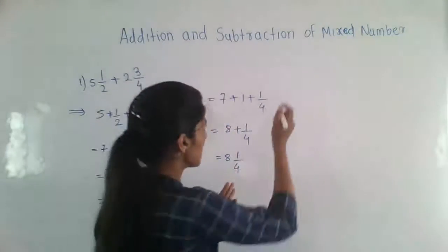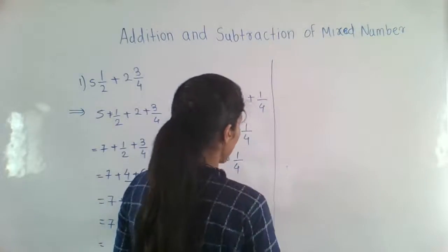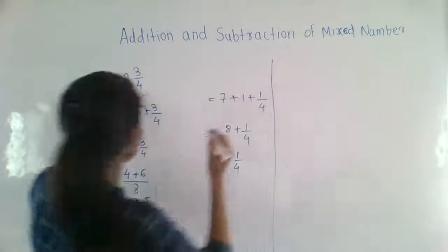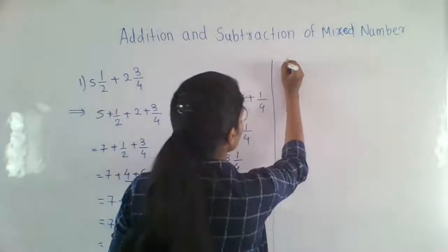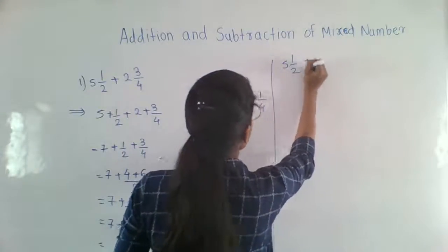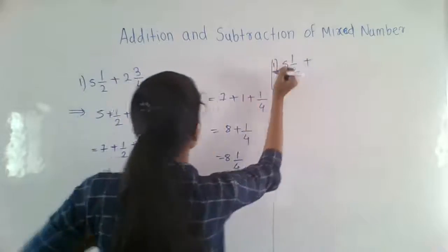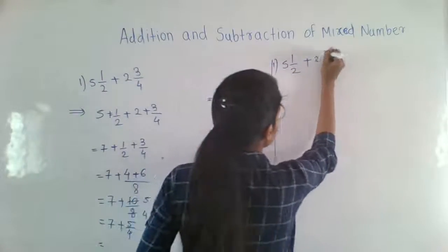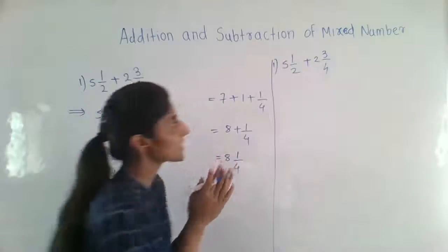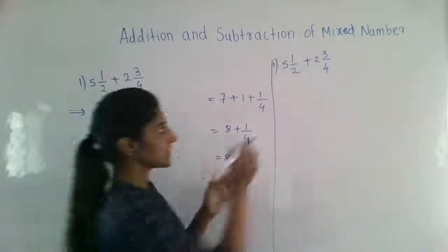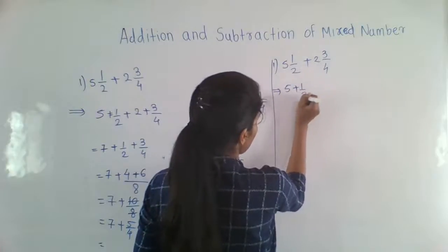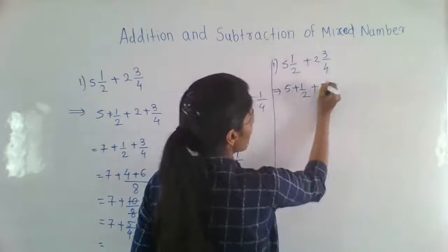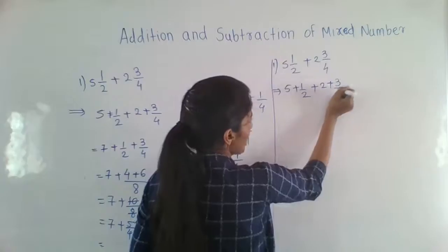Now we will see the next method, that is method 2. Here we have to add this number, that is 5 and 1 by 2 plus 2 and 3 by 4. Okay, simply see this method. We know that 5 and 1 by 2 means what? 5 plus 1 by 2, plus 2 and 3 by 4 means 2 plus 3 by 4.